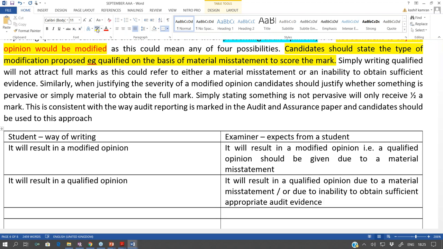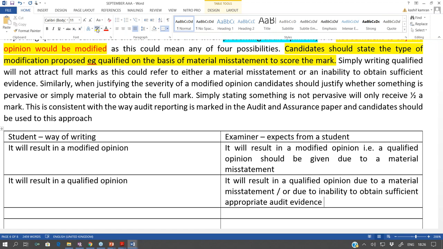In an exam paper, will we write modified opinion or will we specify the type of opinion? Second, when we tell the type of opinion, like a qualified opinion, will we say qualified opinion due to a material misstatement or a qualified opinion due to inability to obtain evidence? Is everyone getting that? See, you need to score 1 mark or half a mark. What is your aim in the September exams? Are you entering the September exam to score half a mark or 1 mark? Is everyone getting the situation, what the examiner expects from you when you want to score 1 mark?